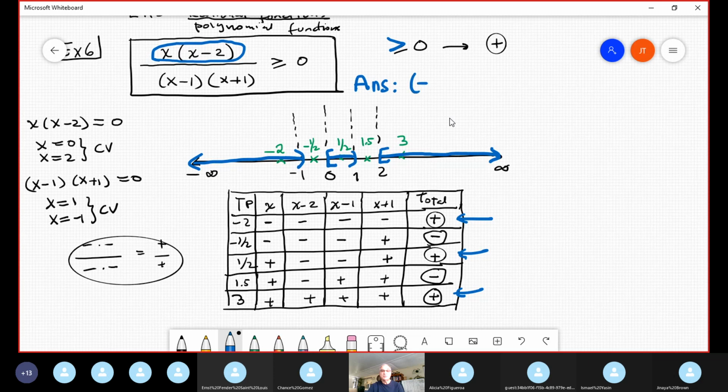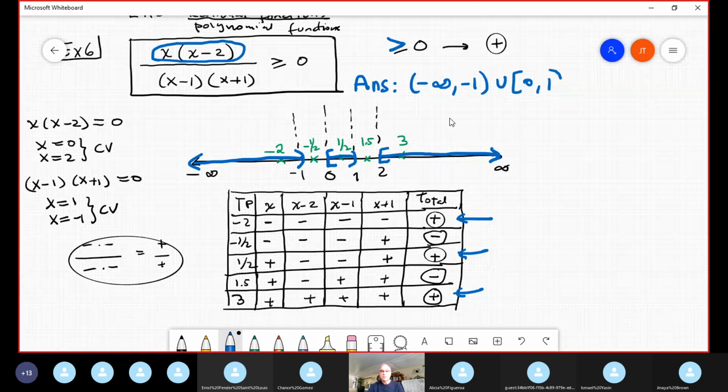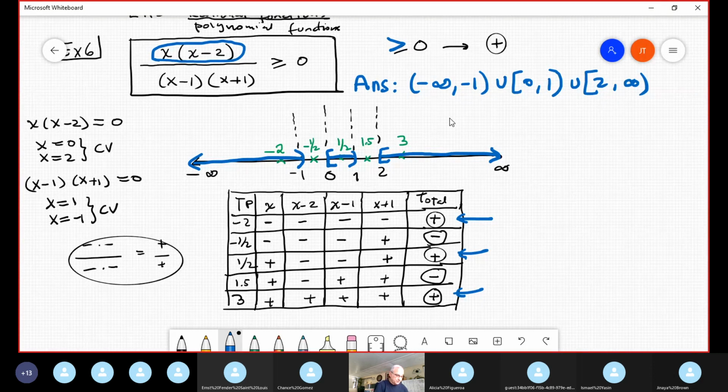What is my final answer then? My final answer is from negative infinity to negative 1 parenthesis, union bracket 0, 1 parenthesis, union bracket 2, infinity. Final answer. That's relatively easy. Just the same, but the new thing that you need to know is that when there's a combination of inequality and equation, you include inside the solution the zero of the top part.